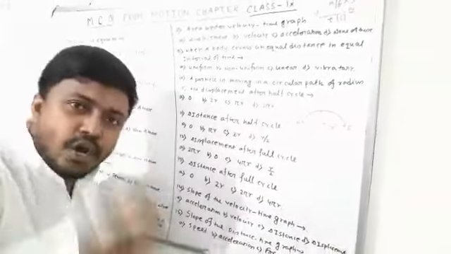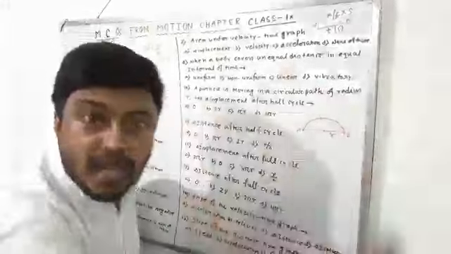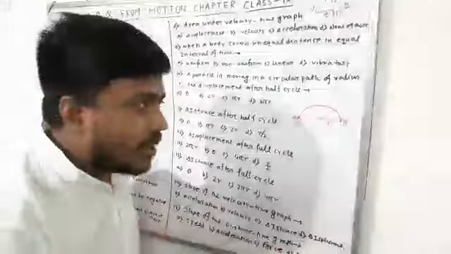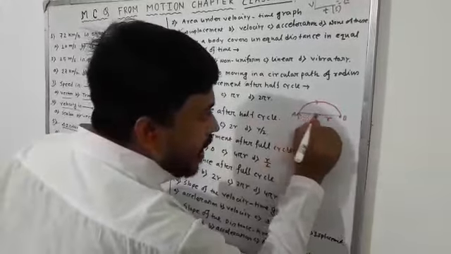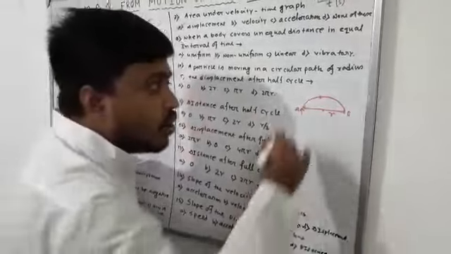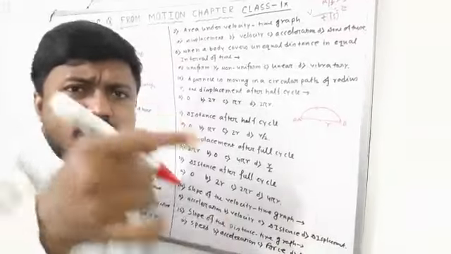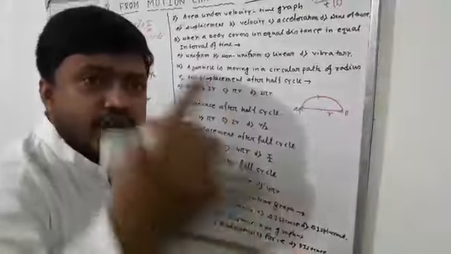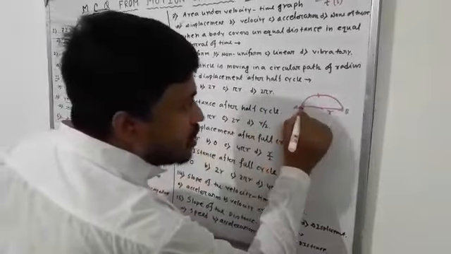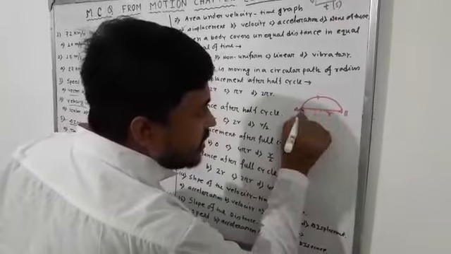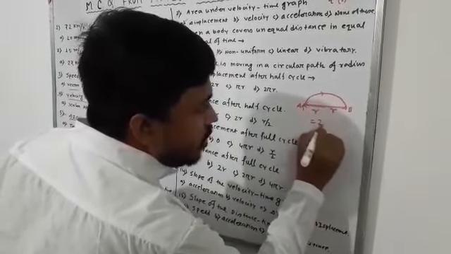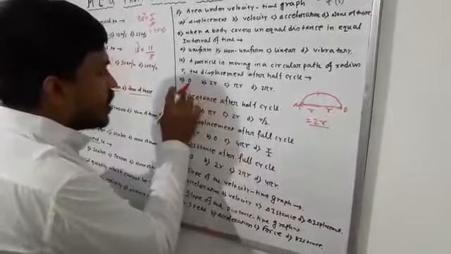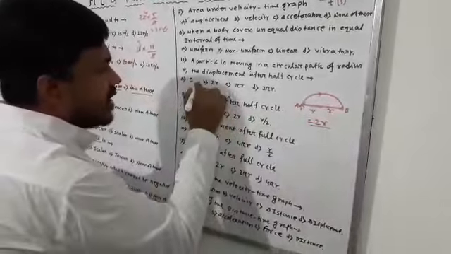Displacement means what? The shortest path between the initial point and the final point, students. So this is the initial point and this is the final point. The straight line path is the displacement, not the actual path covered by the body. The shortest path between the initial point and the final point is the displacement. This means radius and this means radius, so r plus r equals 2r. So 2r is the displacement due to the half cycle. Now students, 0 is not possible, 2r is the correct one, and pi r is not possible.